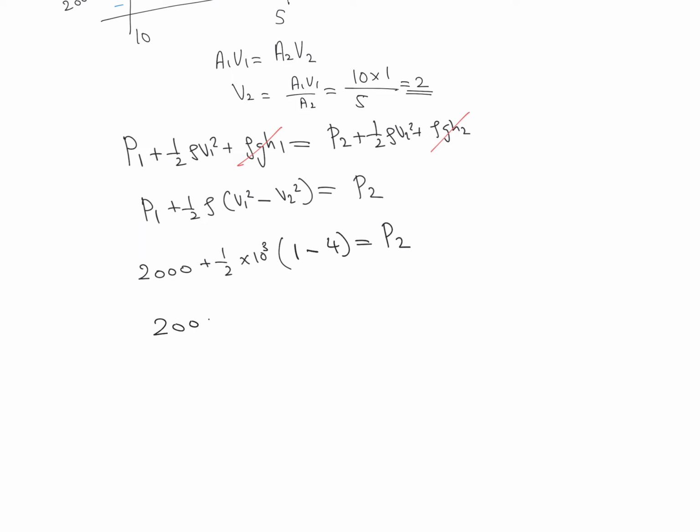So we can write this is equal to 2000 plus, this we can take as minus 3 divided by 2, which is minus 1.5. So we can write this is equal to 1500. So 2000 minus 1500 will get us 500.